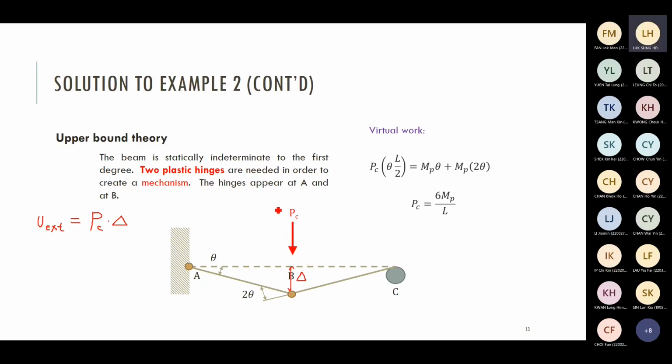I use the previous concept, arc length. You can imagine that there's a big circle over here, and then you can use arc length to evaluate what is delta. Arc length is equal to the radius. The radius is equal to length over 2 times theta.